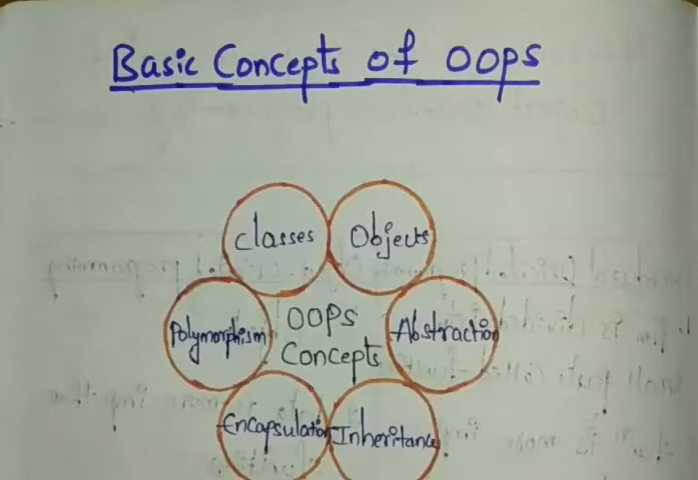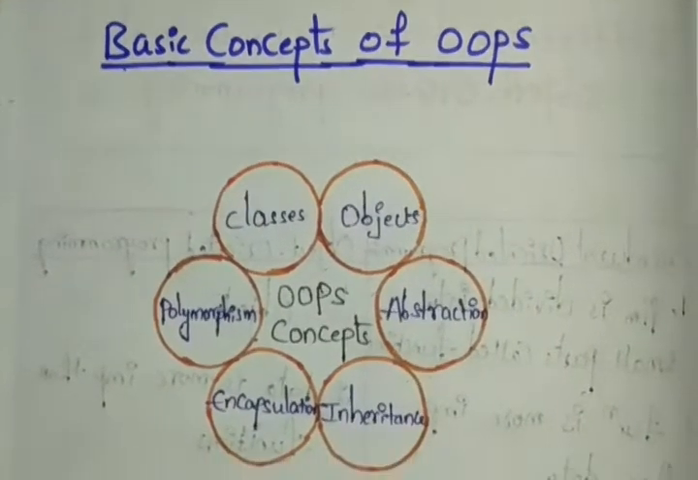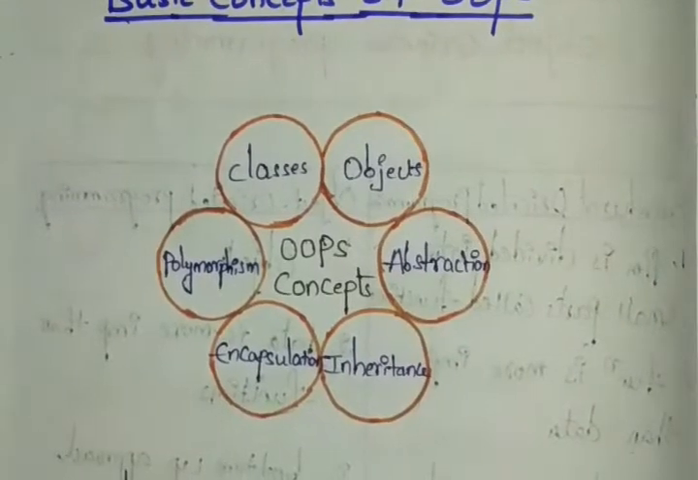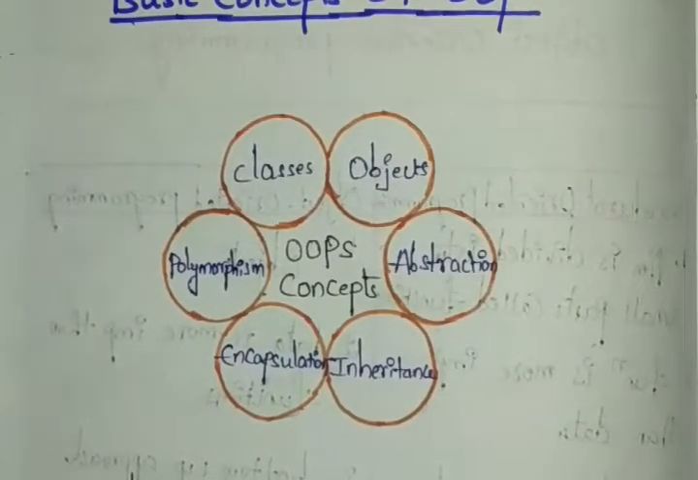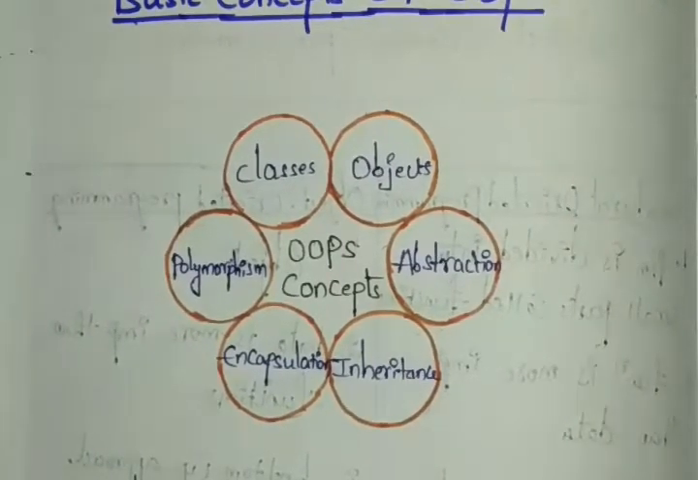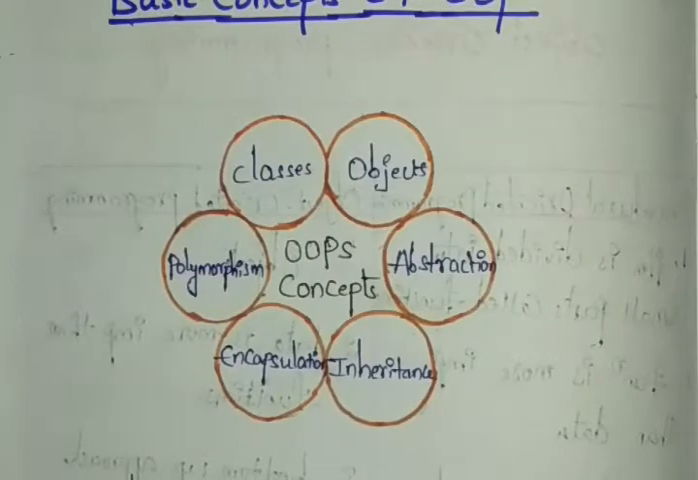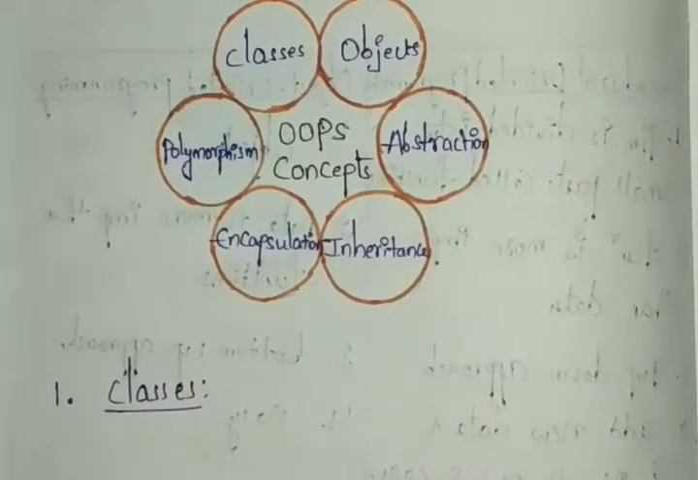So let's see what the basic concepts are. Here we have the OOPS concepts: classes, objects, abstraction, inheritance, encapsulation, polymorphism. Let's discuss each one. First we'll discuss the classes.